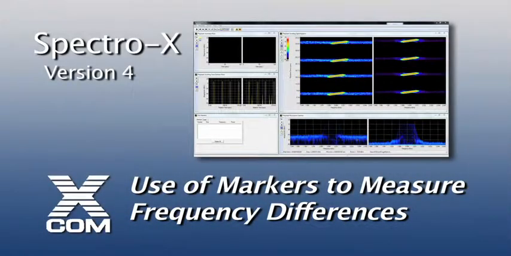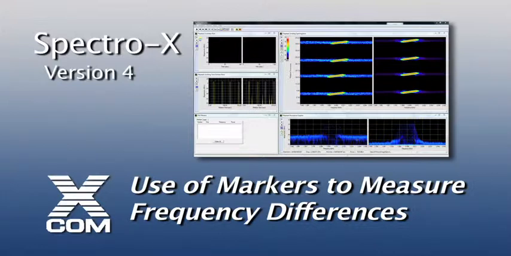In a previous chapter of this version, we used the ability of Spectro-X to display multiple channels of data simultaneously, along with markers, to make a time difference measurement between channel 1 and channel 2. In this case, it was perhaps the time difference, or the transit time, between a pulse being transmitted and the reflected energy of that pulse being received in a second channel, and then measuring the time difference between the two.